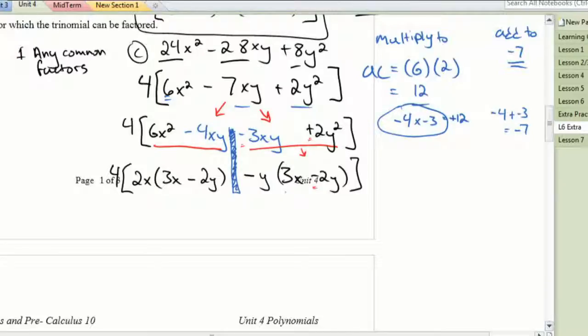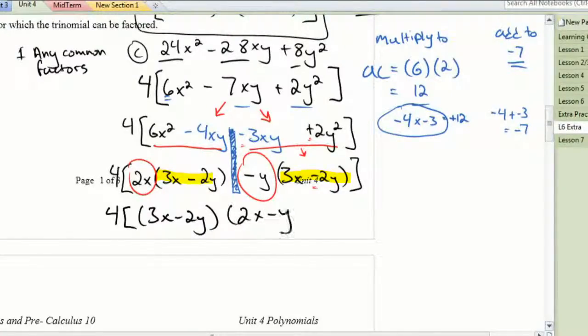Is there anything else that I can pull out that's common? No. If I multiply the y through, it changes it to a negative, and I get the xy and the y squared. So I'm happy with that. What's common? This 3x minus 2y, 3x minus 2y. So I'm going to pull it out: 3x minus 2y. What's left? 2x. What's left here? Minus y. And there we have it.